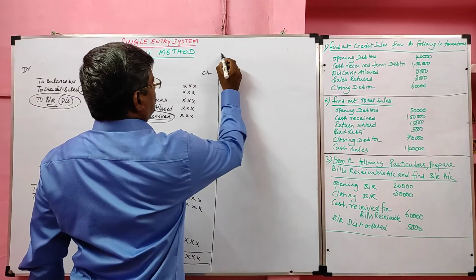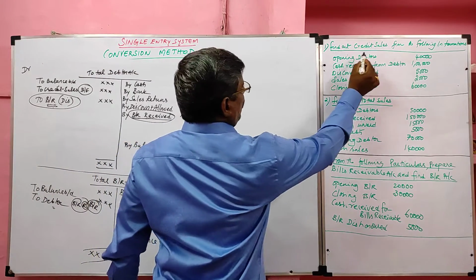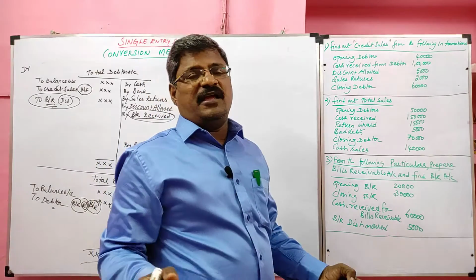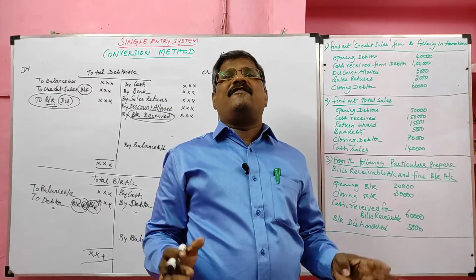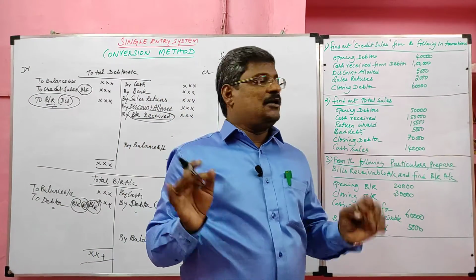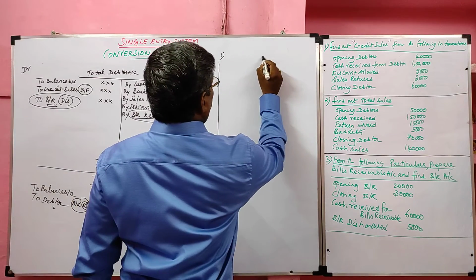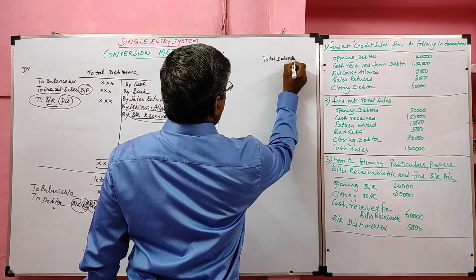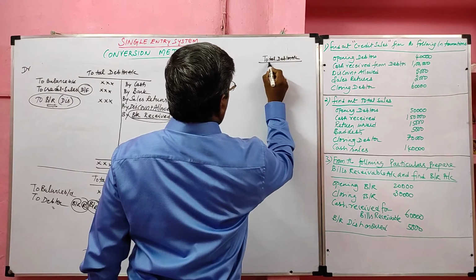Sum number 1. Find out credit sales. Students, listen carefully. If you want to find credit sales, we have to prepare the total debtor account. Total debtors account I am going to prepare.